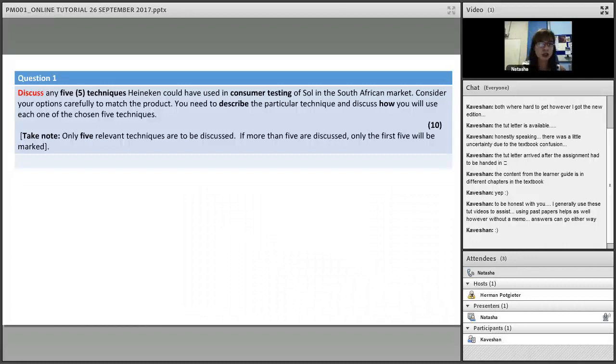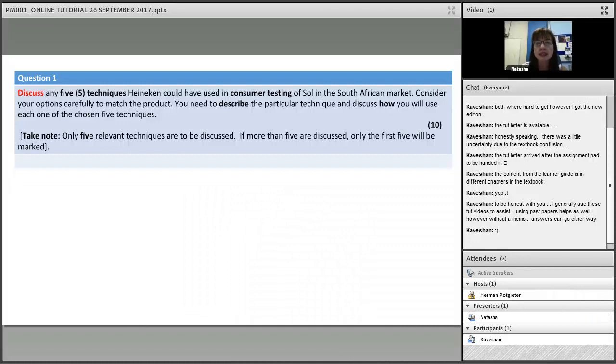Okay. Question 1. Discuss. Now remember, the bell should be going off at this particular point in time. This is a do word, highlight it. It says discuss any 5 techniques that Heineken, now this would be given to you in a case study, so don't stress or worry about it now, that Heineken could have used in consumer testing of Sol in the South African market. Consider your options carefully to match the product.